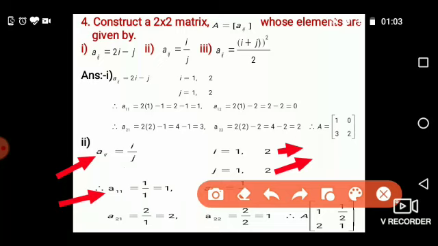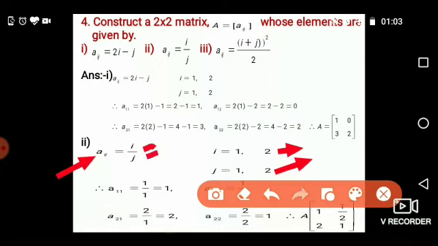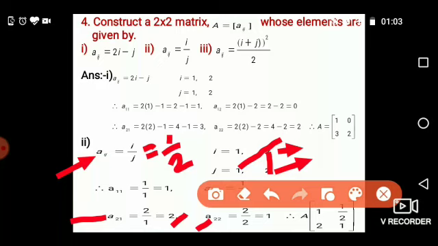Likewise, if I is 1, J is 2, we'll get 1 by 2. Similarly, if I is 2, J is 1, we'll get the second row first element, that is 2 divided by 1 is equal to 2. And if I is 2, J is 2, we'll get an element A22. 2 divided by 2 gives an element 1. Therefore, the matrix A contains the elements 1, 1 by 2, 2 and 1.